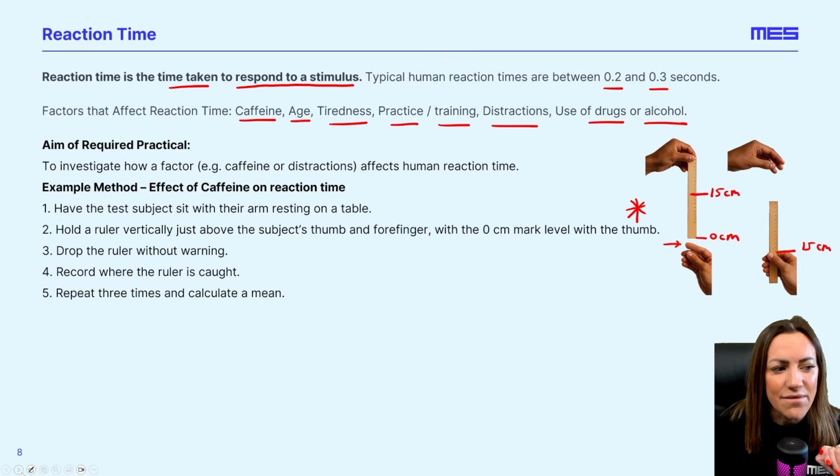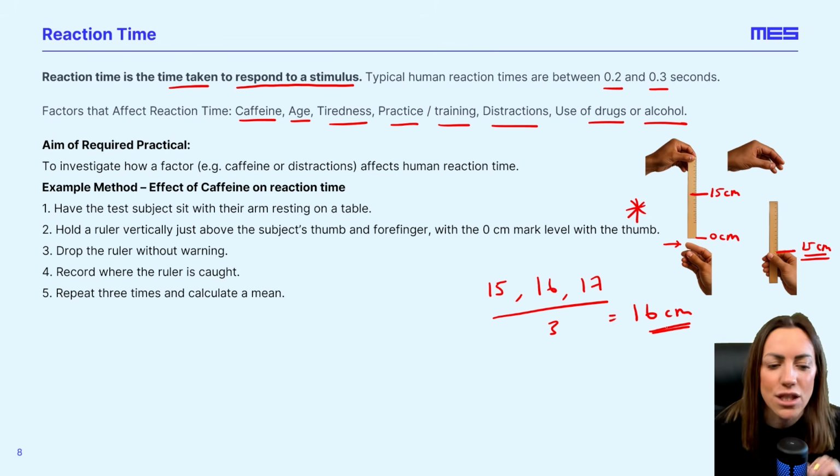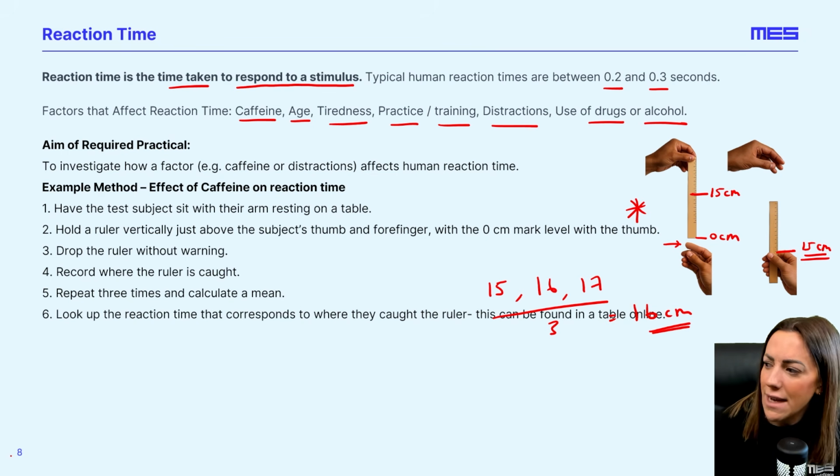Now, obviously, with any investigation, we always say you have to have repeats. So you'd make sure you've got at least 3 repeats, so you could calculate a mean distance where the ruler was caught. So they might catch it at 15 centimetres, 16 centimetres and 17 centimetres. So you could divide that by 3 and work out that the mean distance the ruler was caught at was 16 centimetres.